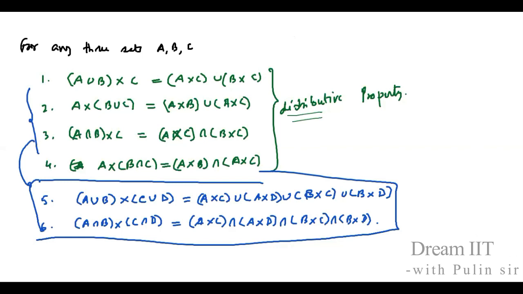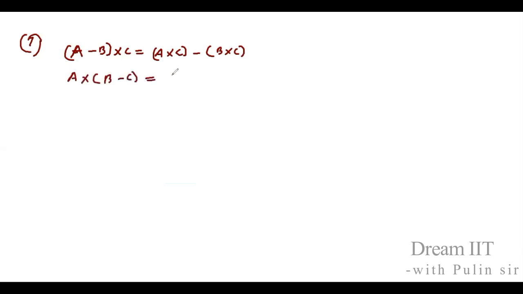Okay. So now next is difference. Suppose A minus B cross C. So it will be A cross C minus B cross C. And similarly, if minus is on the right side, difference of the set, so A cross B minus A cross C. So this is all about it. Please see that.